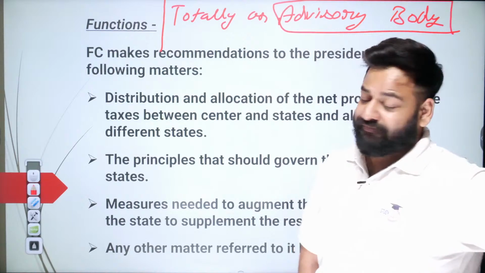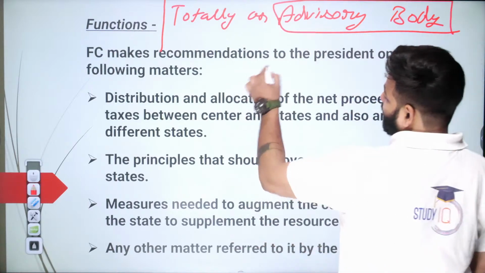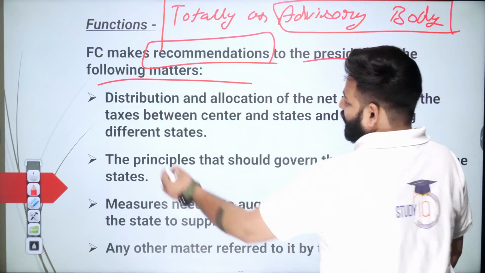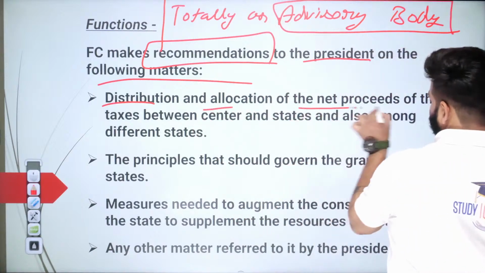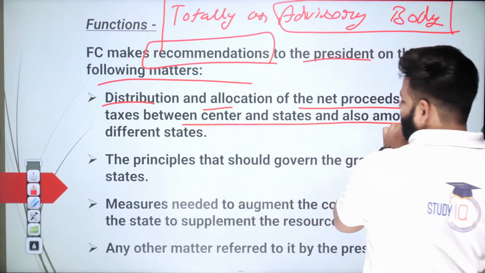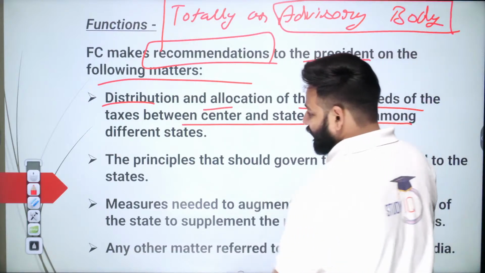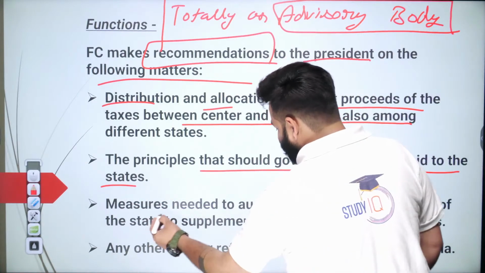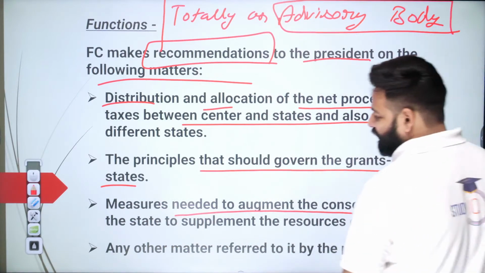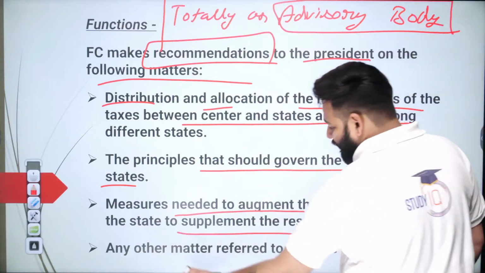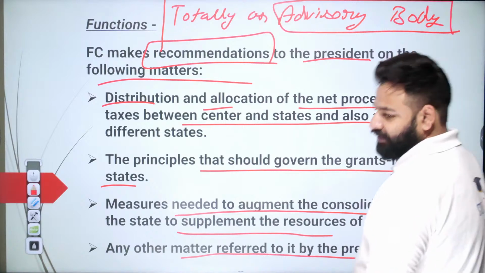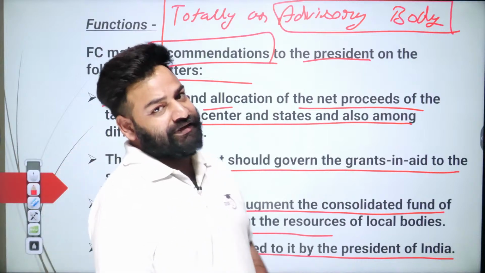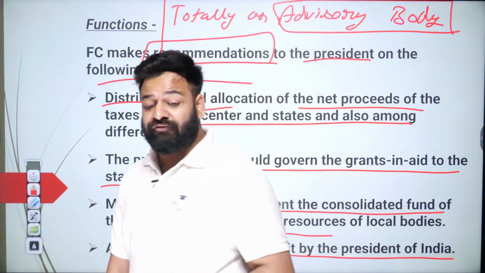Okay, so now talking about the functions. So Finance Commission make recommendations to the president on the following matters, as in distribution and allocation of the net proceeds of the taxes between the center and the states and within the states. Then the principles that should govern the grants and aid to the states. Measures needed to augment the consolidated fund of India or any state. Then any other matter referred to it by the President of India. Okay. Just like Niti Aayog there, absolutely advisory in nature. Their recommendations are nowhere mandatory.